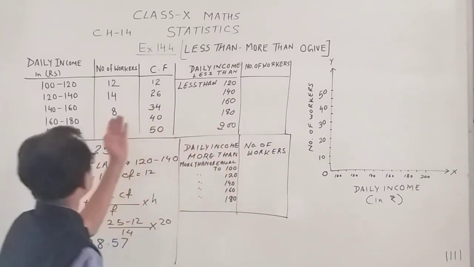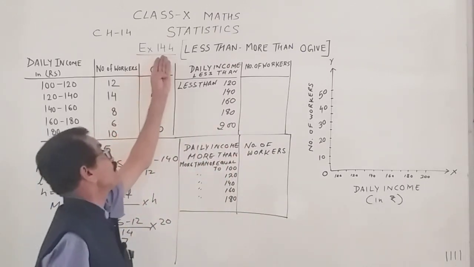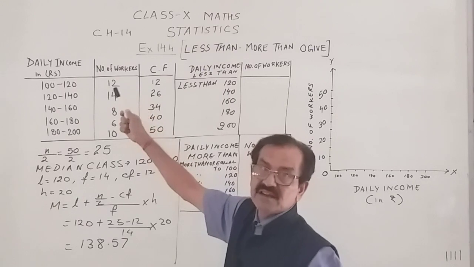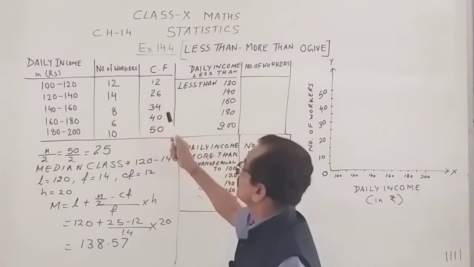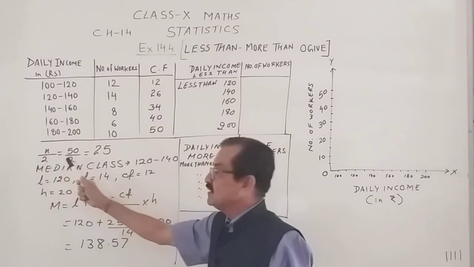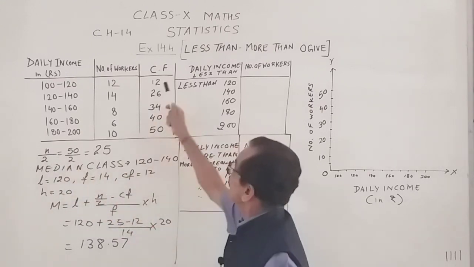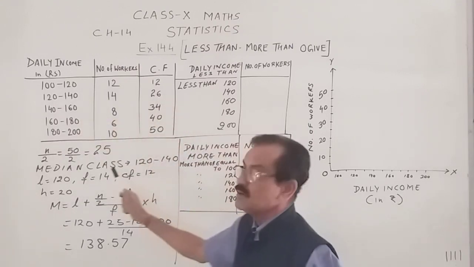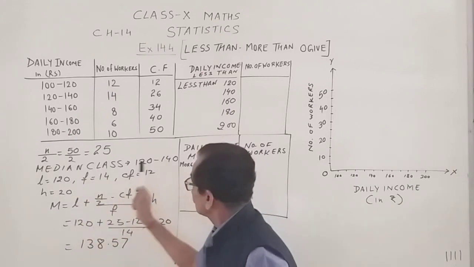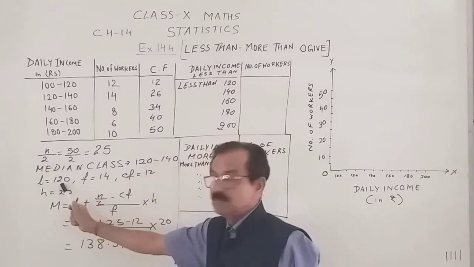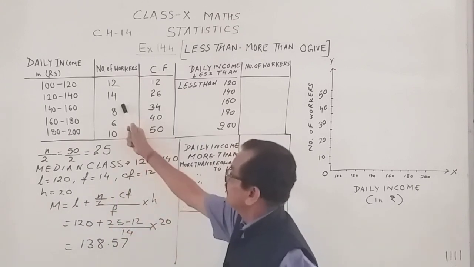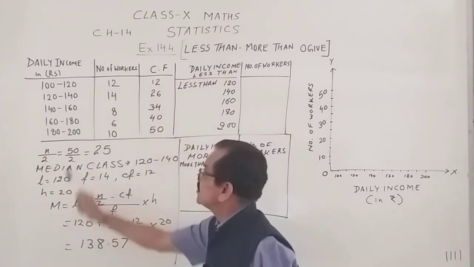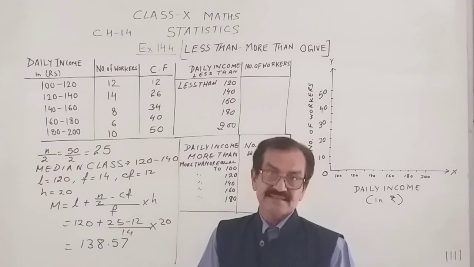Alright, this is the data right in front of you, exercise 14.4, question number 1. The data says the daily income in rupees and the number of workers, and we have calculated the CF. From the CF, we have calculated n upon 2 as 25. Since the 25th term lies in this class, 120 to 140 is our median class. That means the lower limit of the median class is L, the frequency of the median class is F, CF is the preceding cumulative frequency, and H, the class width or the class size, is 20.